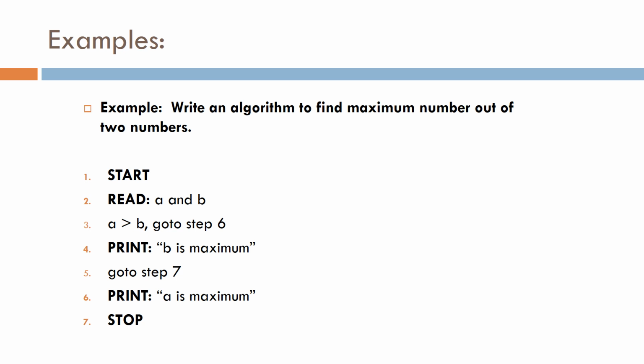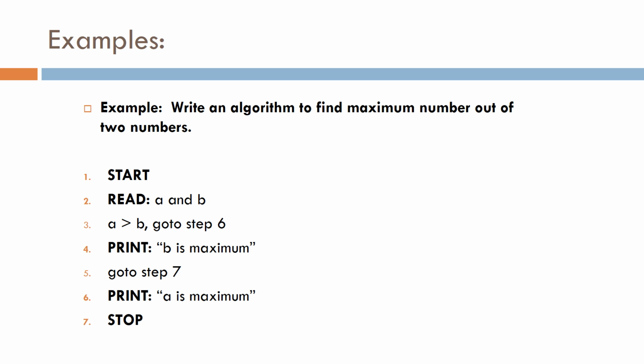So if A greater than B is a true condition, then go to step number 6. That means if the condition is true, you have to jump to the sixth step. You are not using step numbers 4 and 5. Step number 6 is print, and the message is A is maximum. So if our condition A greater than B is correct or true, then we print the message A is maximum, and our logic or output is completed over here. So we write the 7th step as stop.